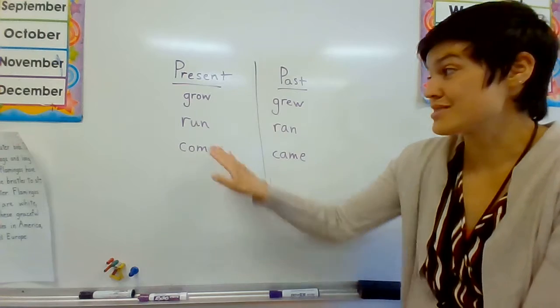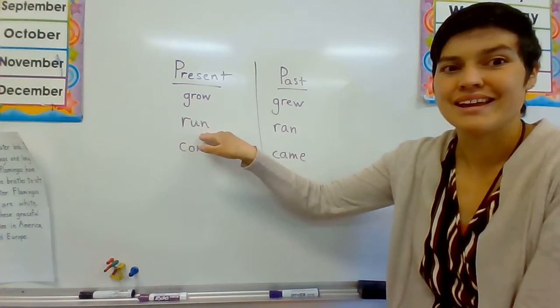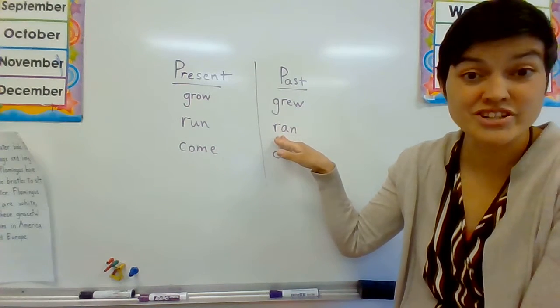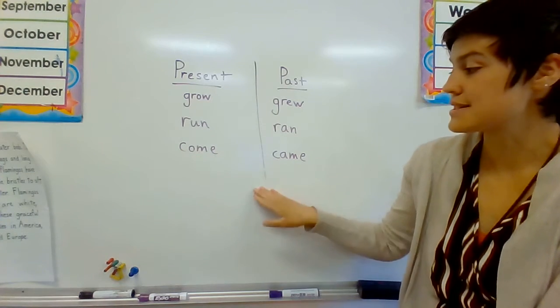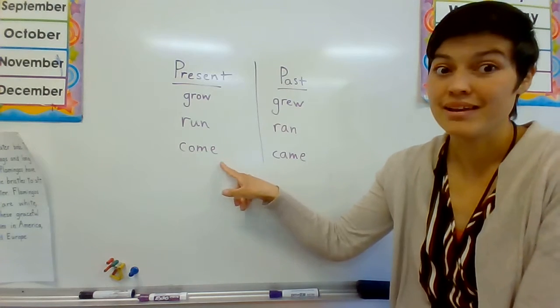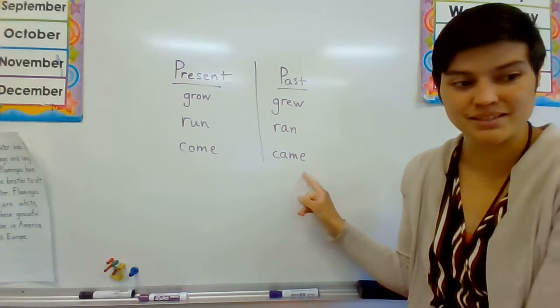In present, here's another verb, something that is happening now. Run, and I don't put ed. I change the word to ran. Our present tense verb here is what? Very good. This is the word come, and if I came in the past, I use the word came.